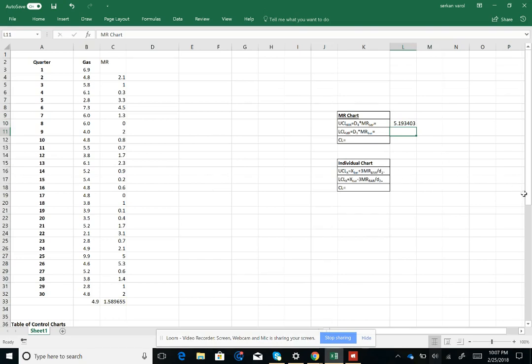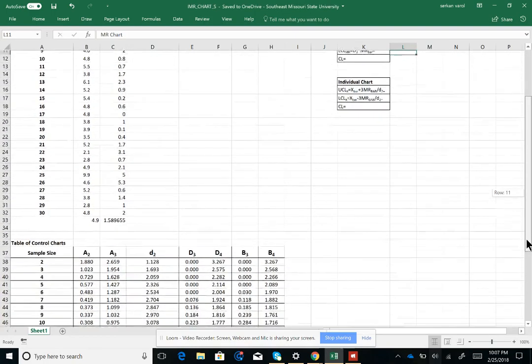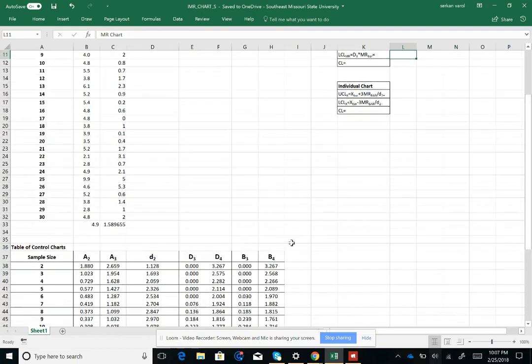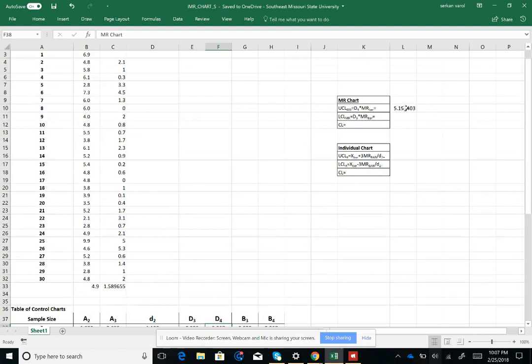Again, let's just double check our work. D4 and sample size is equal to 2. This is 3.267. And MR bar, which is this value here, is 1.58, so the total is 5.19.